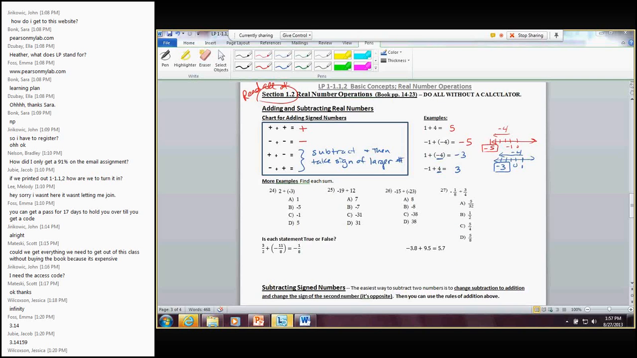Good, Danielle. What is the question? For some reason, I can't remember how to take a fraction and put it into a mixed fraction. Okay, let me show you that right now. And hold on a second.